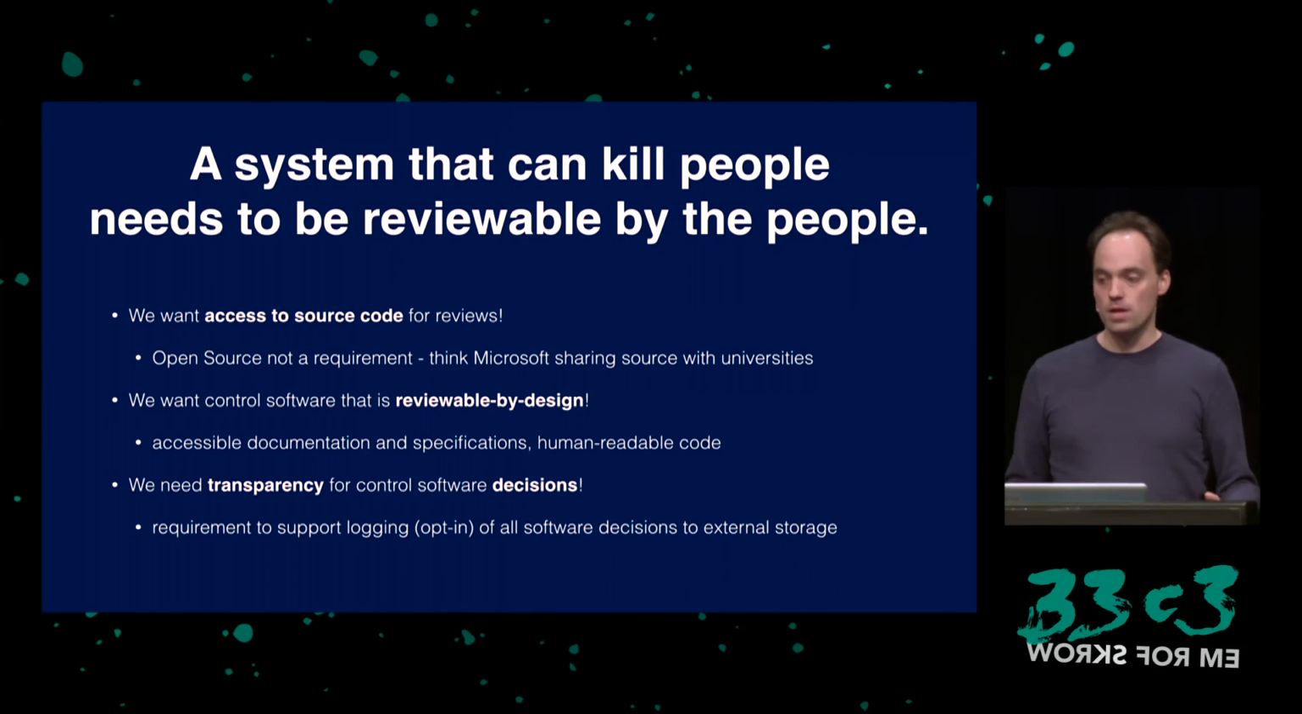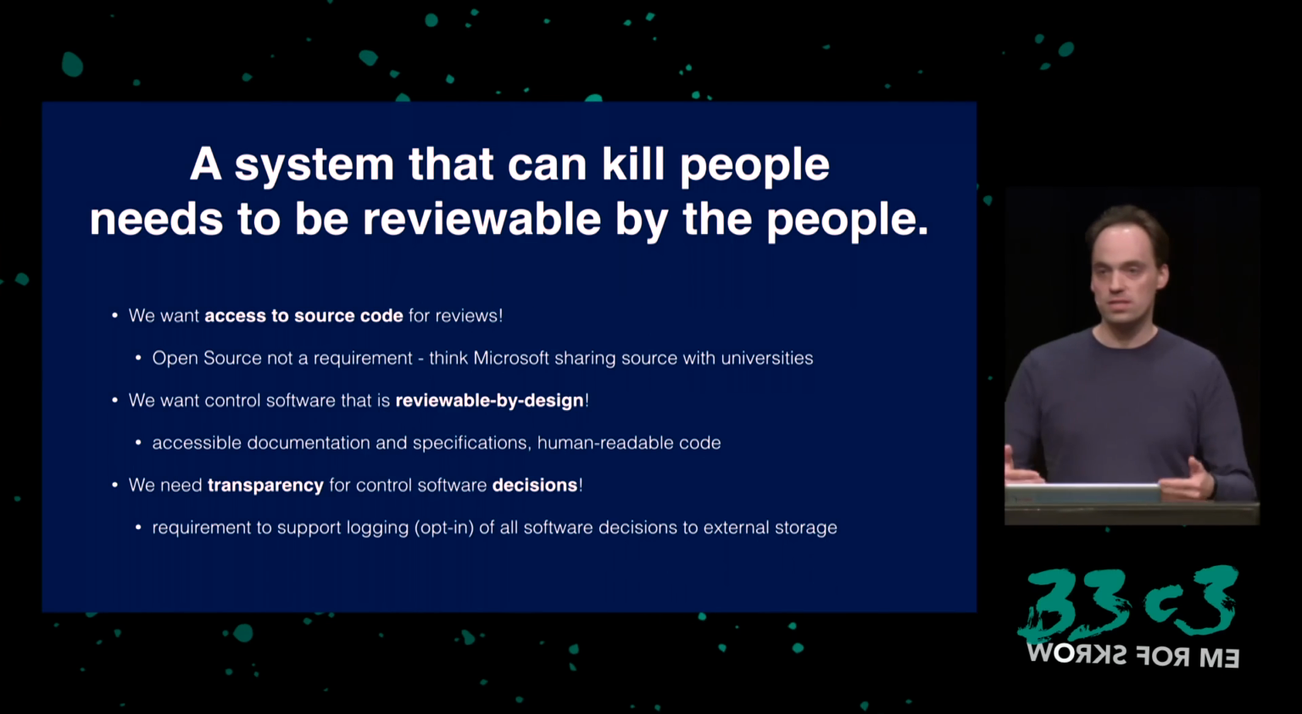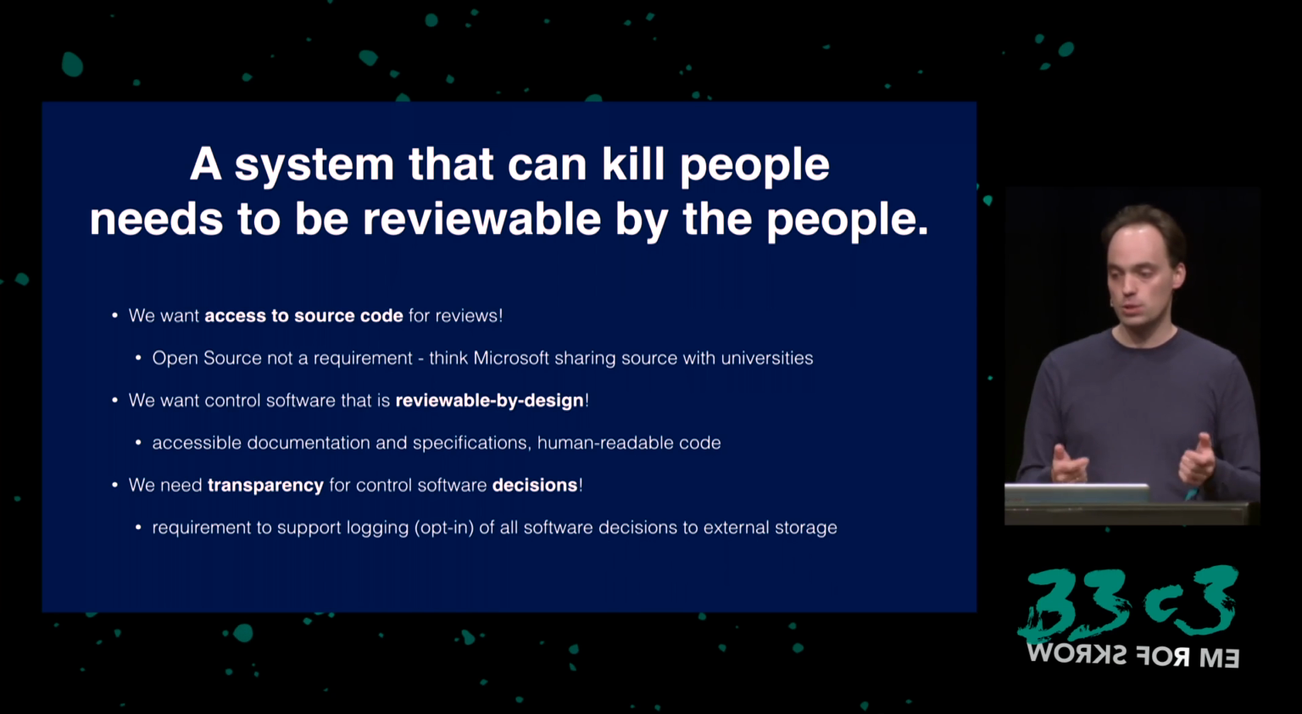So to have a system that can kill people be reviewable by the people, we need to do things. For example, we want access to source code for reviews. It doesn't necessarily mean we want open source. Right? We don't ask all the car manufacturers to open source all their software. That's not what I'm talking about. What we need is, think about how Microsoft is sharing source code of Windows with universities or other countries. We need experts to look at the source code. And we want control software that is reviewable by design, that has a lot of documentation, that has good comments, that is human-readable code. I don't want to see a disassembly. I want to see the source, the MATLAB or whatever they're using to define the functionality, and read that.